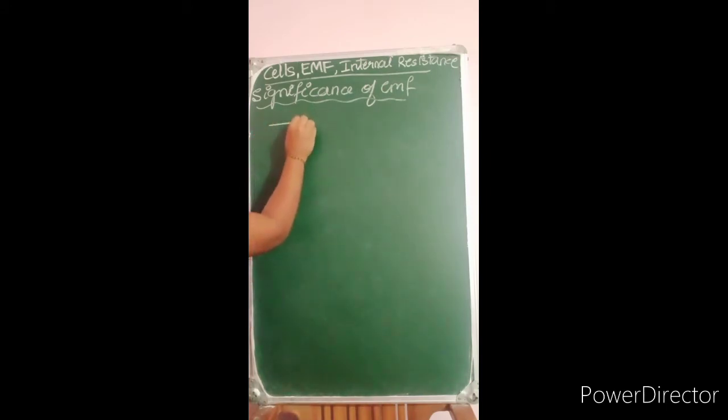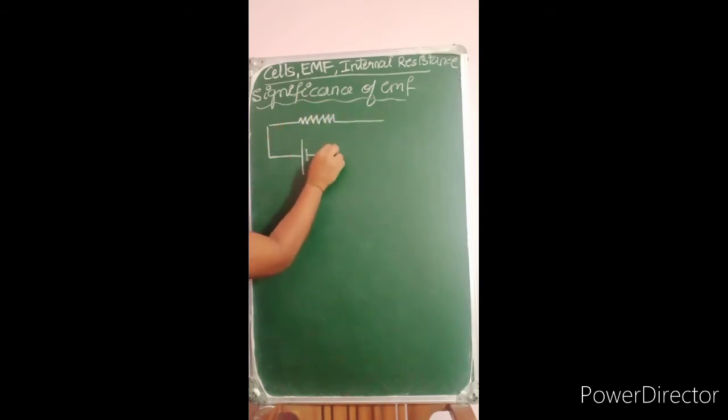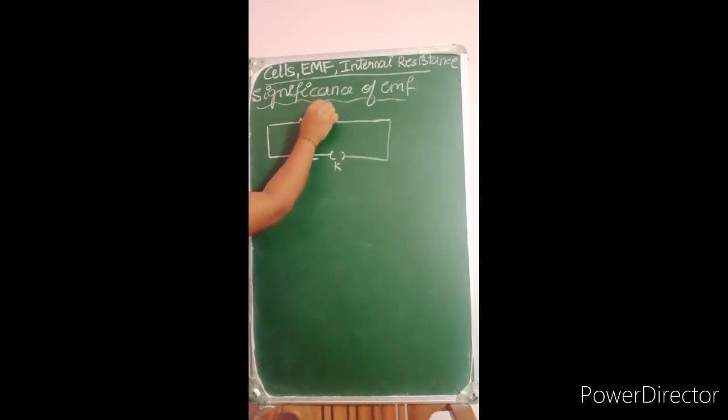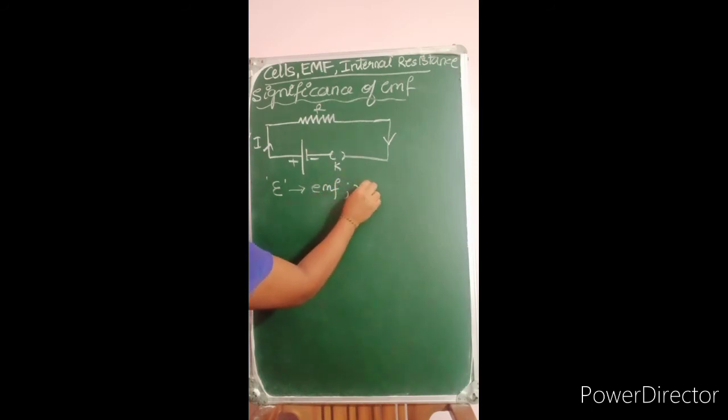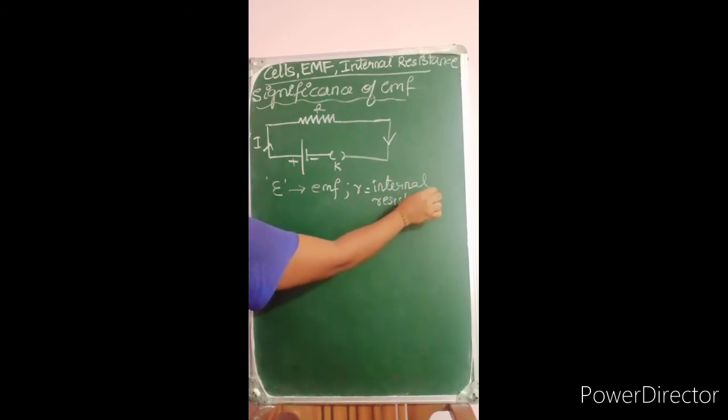For this we are going to consider the diagrammatic representation here, consisting of resistance R, a battery and a plug key. This is positive and this is negative. This is the resistance R. I will be the current flowing through this circuit. Let us consider a cell of EMF E. Let E be the EMF, and r be the internal resistance.